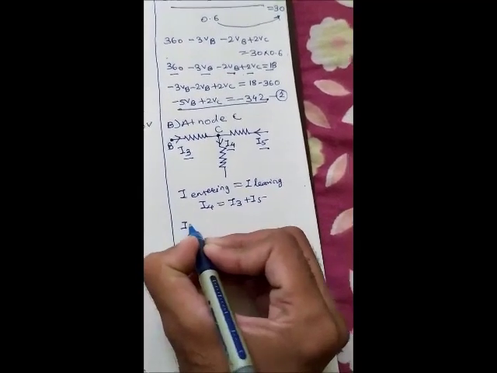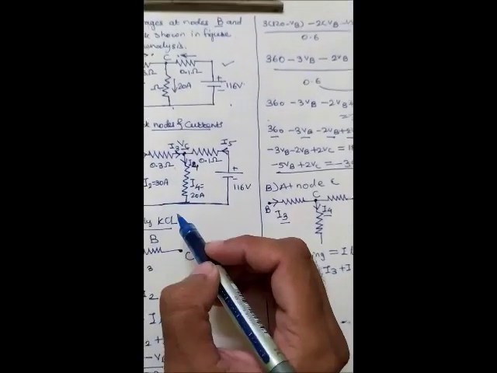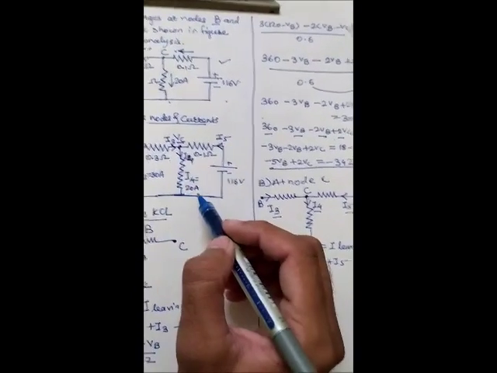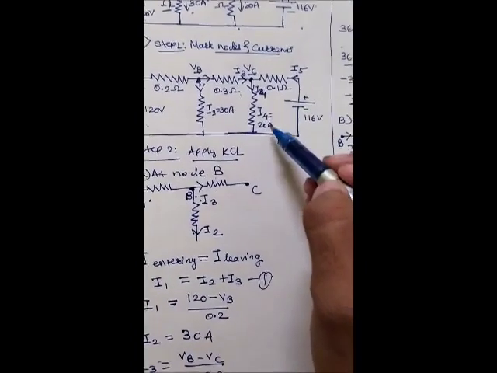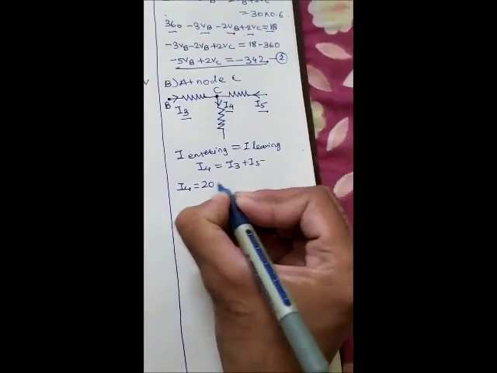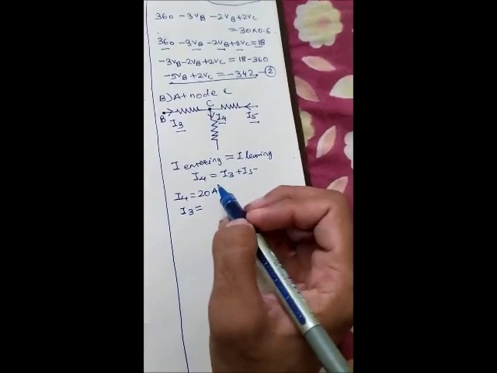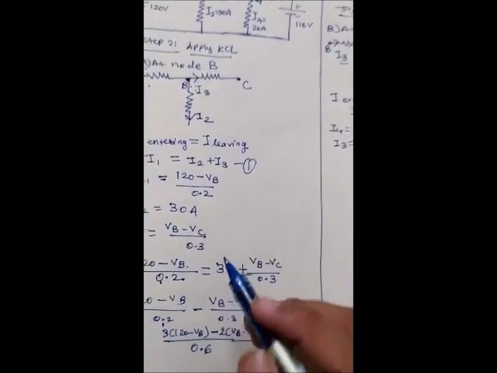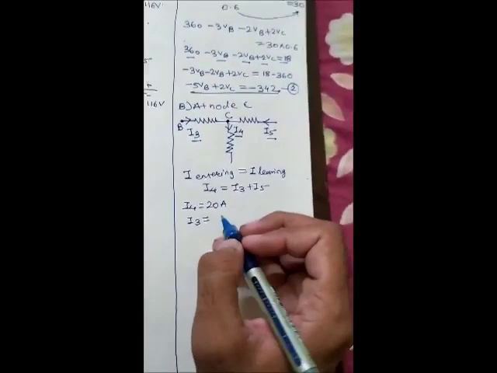So what is the value of I4? See, the value of I4 is 20 ampere. Directly value दिलेली आहे 20 ampere. इथे बघा directly I4 ची value दिली आहे 20 ampere. So I4 is equal to 20 ampere. I3 चं इक्वेशन आपण आत्ता घेतलं इथं. VB minus VC by 0.3 आहे. बट इथे सुद्धा सेम इक्वेशन राहणार आहे.